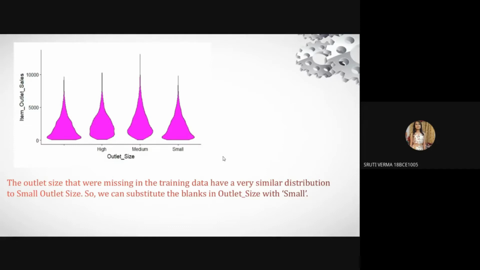When we plot the outlet size versus the item outlet sales, the small outlet size and that of the missing value have the same violin plot. So we can impute the missing values with the values of the small violin plot.